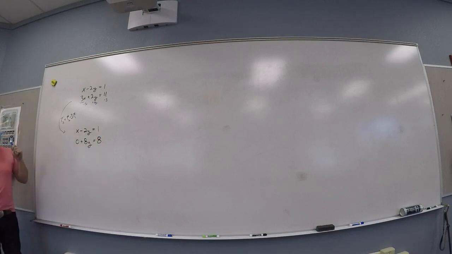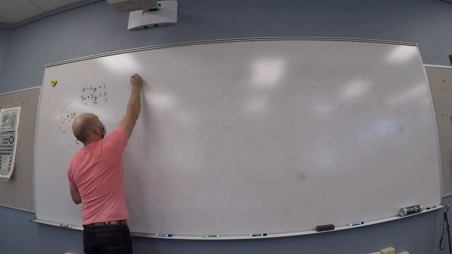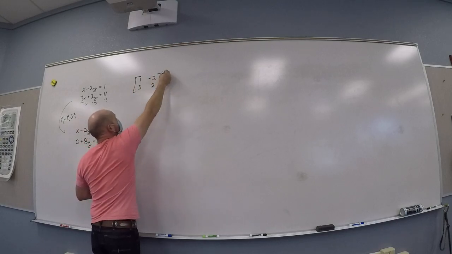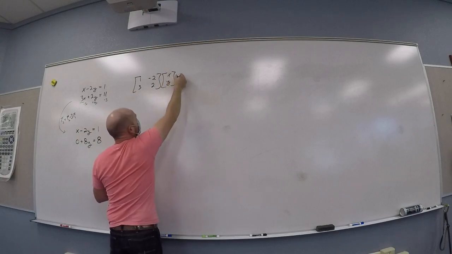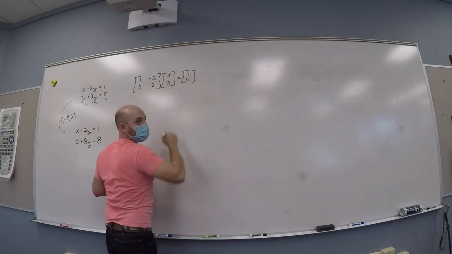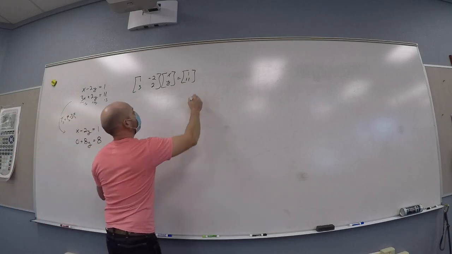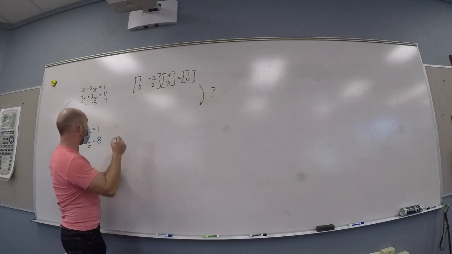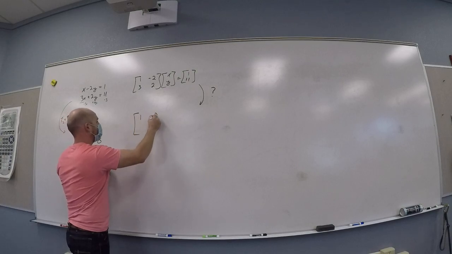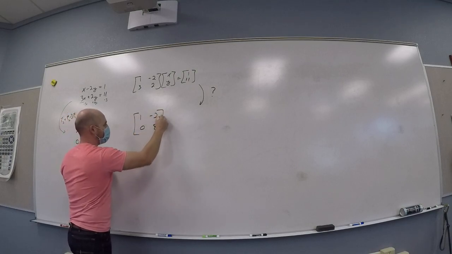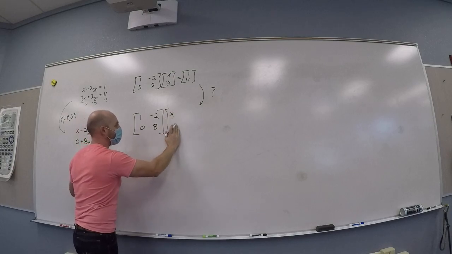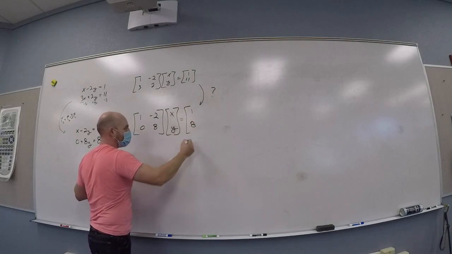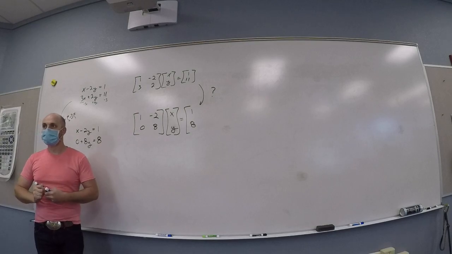Matrix-wise, what just happened is the matrix equation with rows 1, negative 2 and 3, 2, multiplied by the vector xy, equals the vector 1, 11, right? And then something happened, right? And I got the matrix equation with rows 1, negative 2 and 0, 8, multiplied by the vector xy, is the vector 1, 8. You guys with me on this?